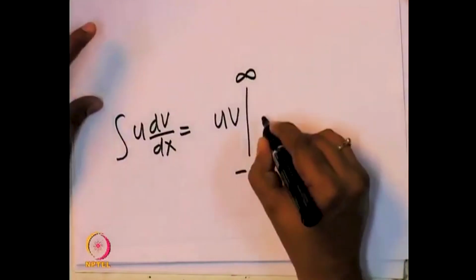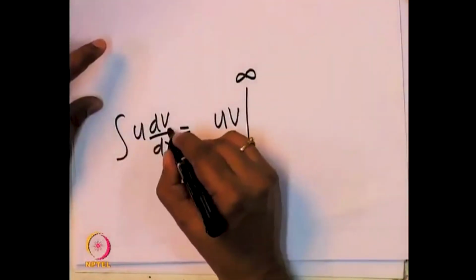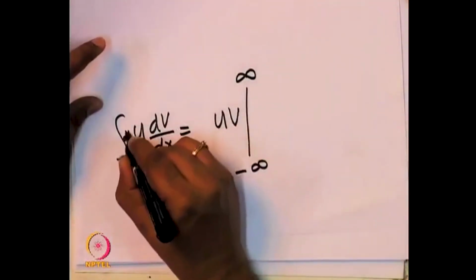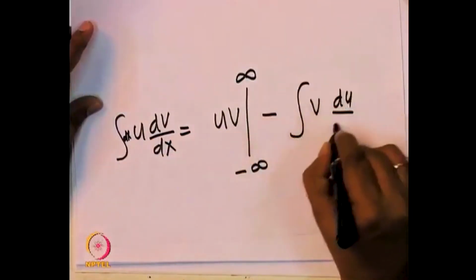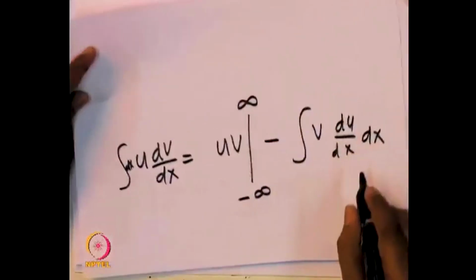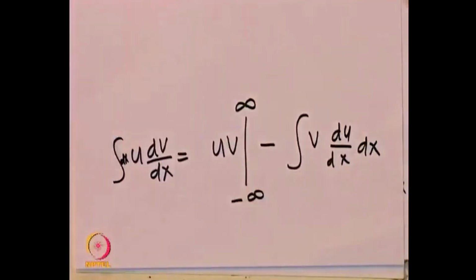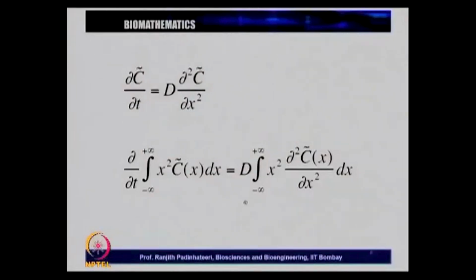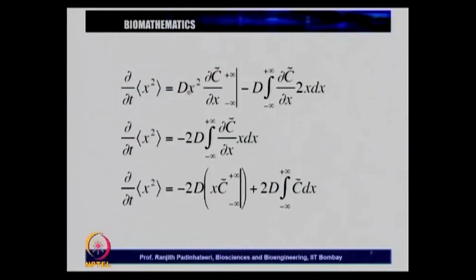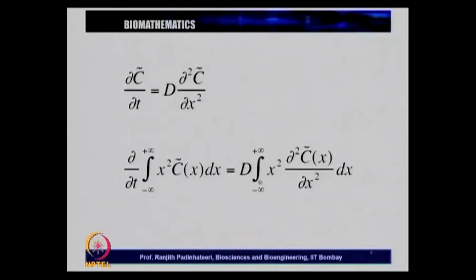Just carefully do this. Integral u dv by dx into dx will be equal to u v minus integral v du by dx into dx. So, this is called integration by parts. You have any function u dv by dx, you can write in this particular form. So, now look at this equation. What do we have here?